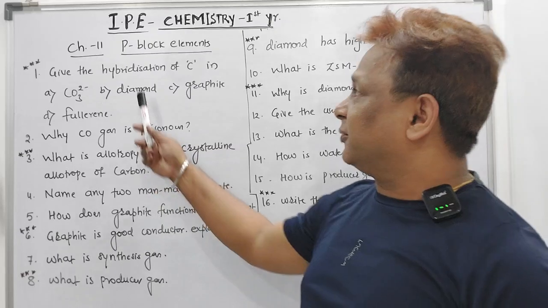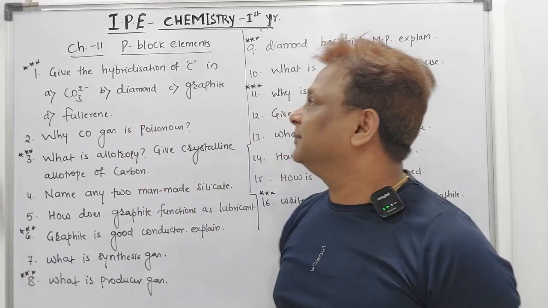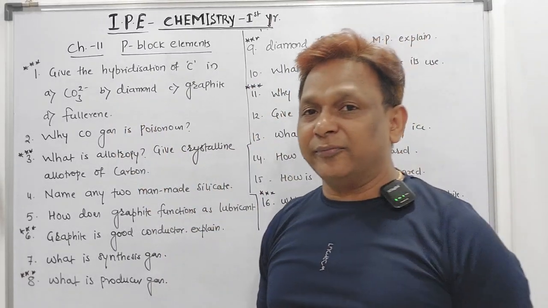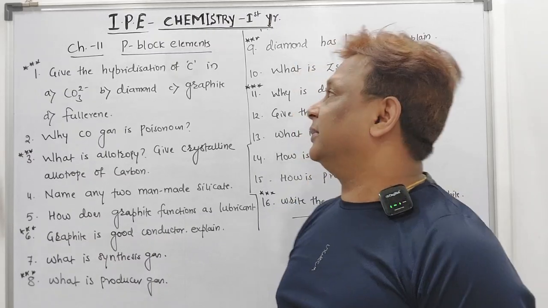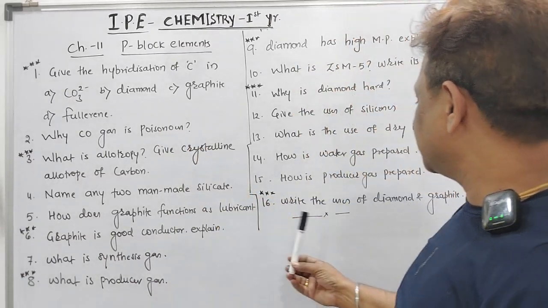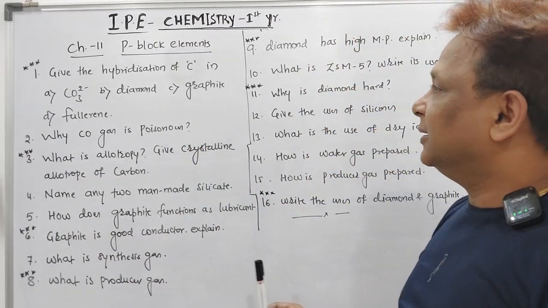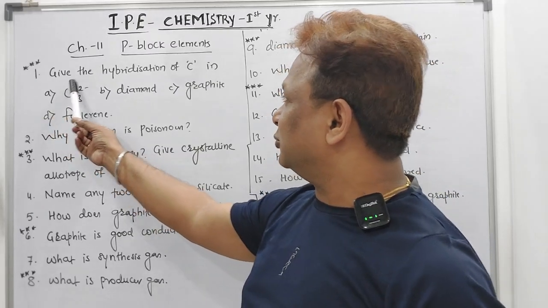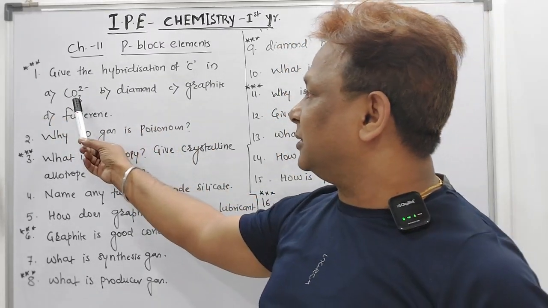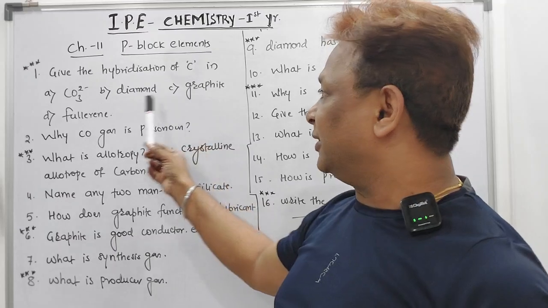Now these are the questions from P block elements, chapter 11, that is 13 group and 14 group, Boron family and carbon family. See, these are the 16 questions I have written, where these are the 3-star questions. Give the hybridization of carbon in carbonate ion, diamond, graphite, fullerenes.